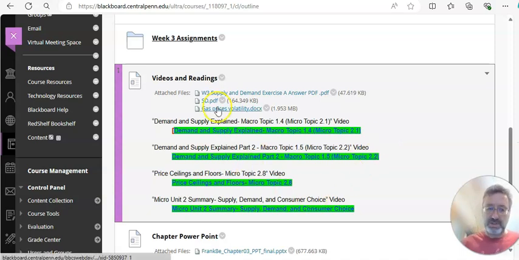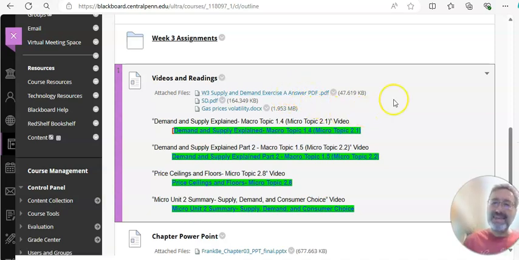Then there are 2 documents. This one is called SD, which stands for supply demand. This one is called W3, week 3 supply demand exercise. This is important because it's more mathy, and it will help you when you do one of the assignments in the future. They will ask you to actually solve a problem similar to this. So you want to keep those in mind and you want to use them.